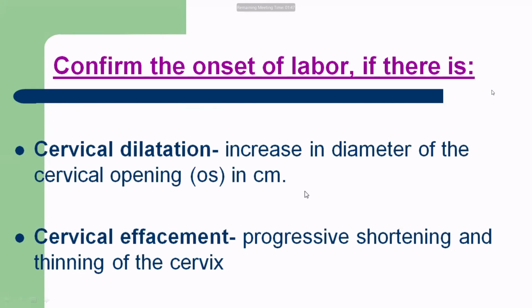But you have to do abdominal and vaginal examination to confirm the onset of labor. Only if there is cervical dilatation, or opening of the cervical os, and gradual increase in the diameter of the cervical opening in centimeters, can you confirm the onset of labor. If the cervix is closed, she is not in labor. And along with dilatation, there should be effacement, or progressive shortening and thinning of the cervix. These two are sure signs of onset of labor.